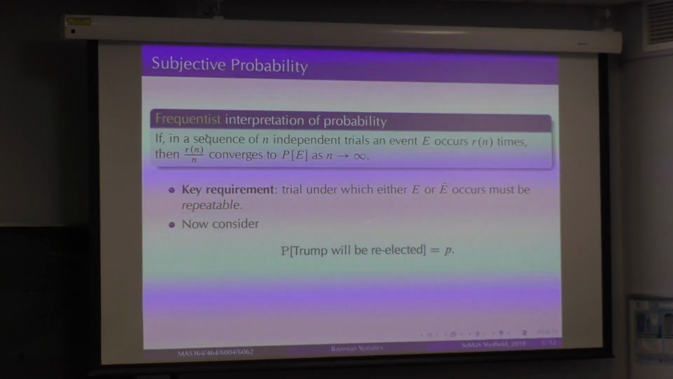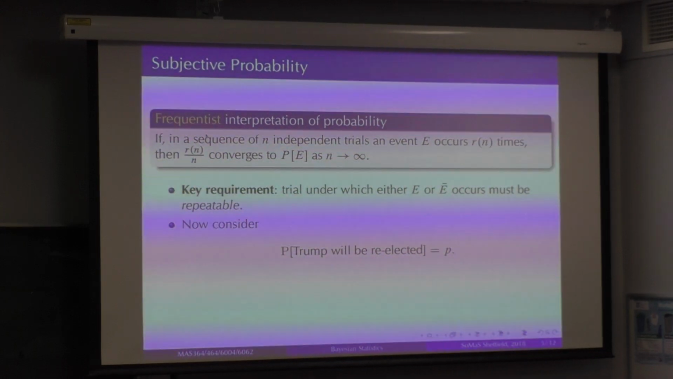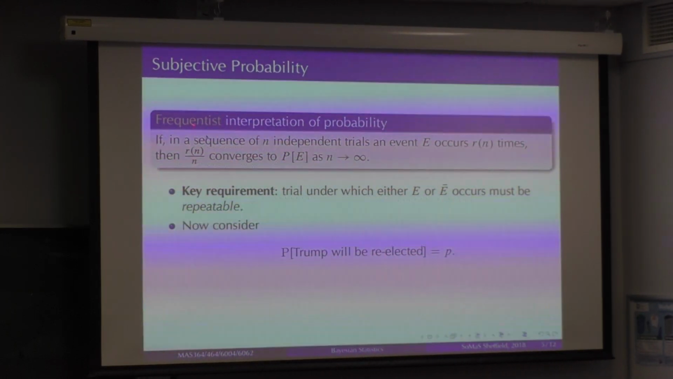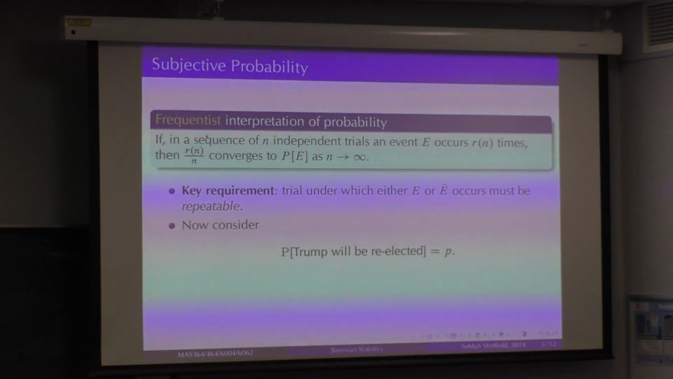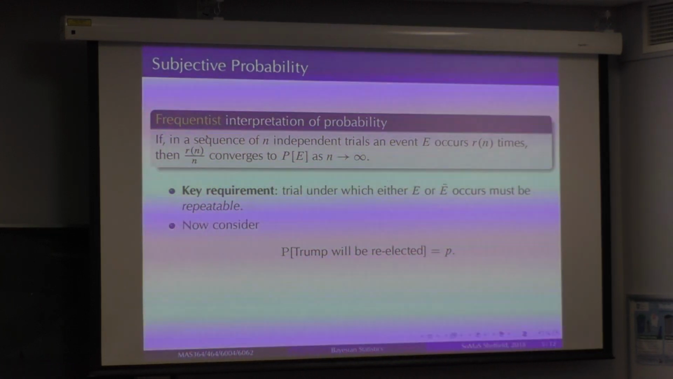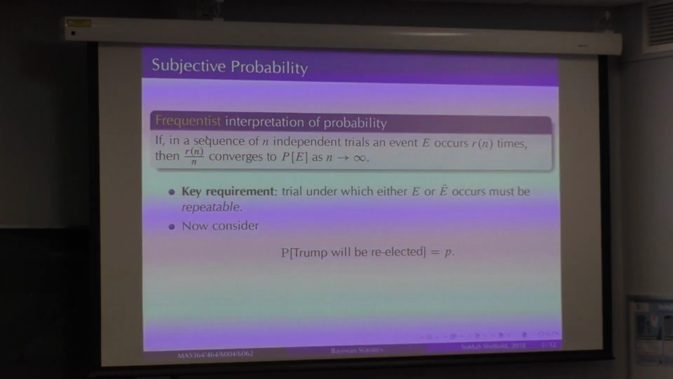Now, consider this event: the probability that Trump will be reelected, right? Thank goodness, that is not replicable. You cannot repeat the re-election any number of times. It is uncertain, right? You don't really know whether it will happen or not. So you can have a probability of that happening.